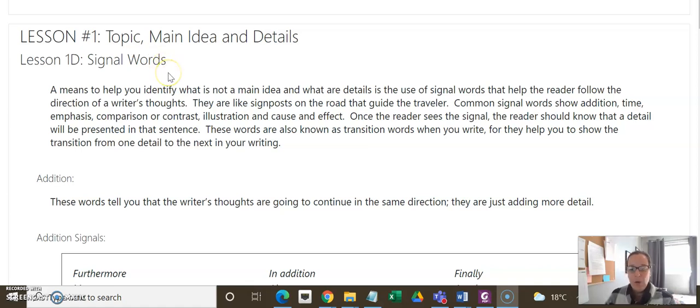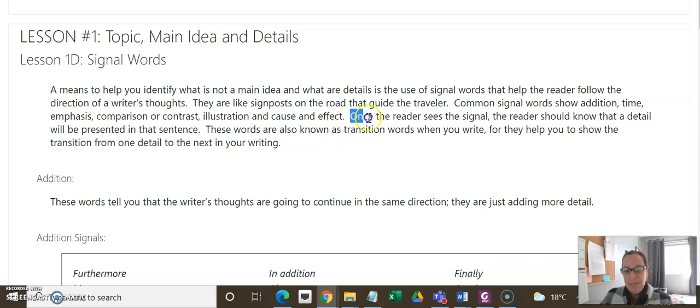So you would have already talked about or discovered what a topic is, so what the topic of a paragraph is, as well as the main idea. The main idea is, what is this paragraph going to be saying about the topic? The next step is the details. So what is the supporting evidence or supporting details that are helping that main idea become stronger and become true?